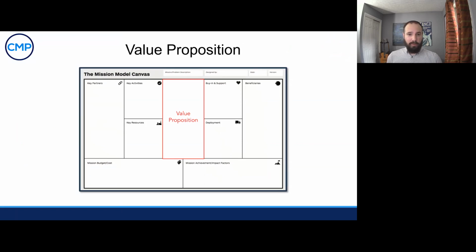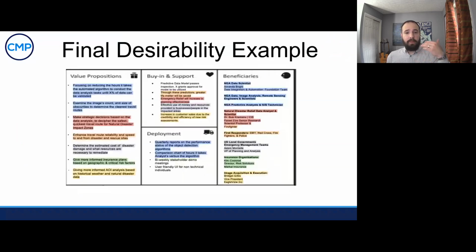And then value proposition. We've already talked about. We're going to dump into our final desirability example. And the one thing that I really want you to pull away from this particular slide, this is a final example, so this is several weeks worth of work, but notice the color coding.